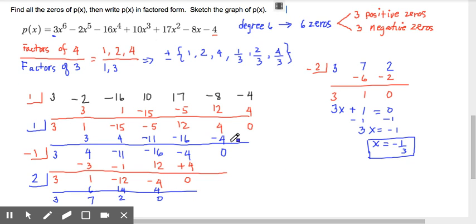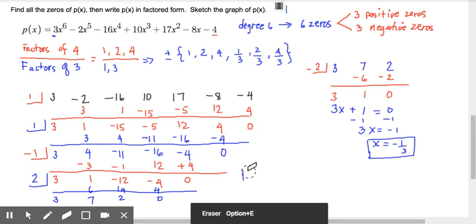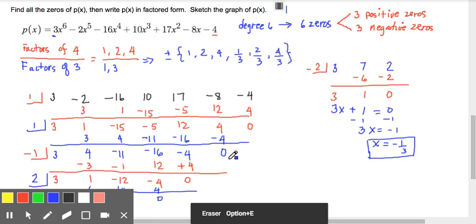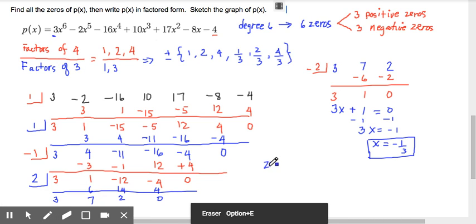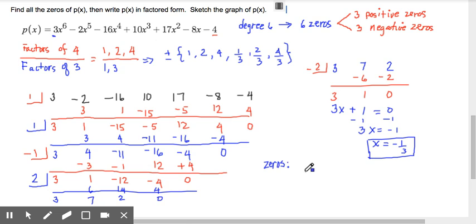Okay, so let's write p of x in factored form. Let's list first the zeros. These are the zeros that we found: 1, 1, negative 1, 2, and negative 2. Notice that if we count 1, 2, 3, 4, 5, where's the other one? Oh, and the last one is negative 1/3.